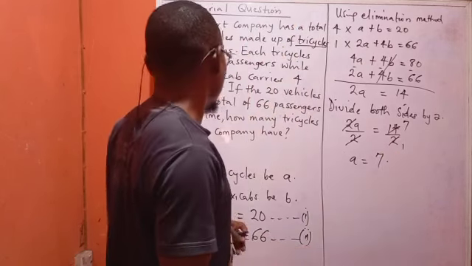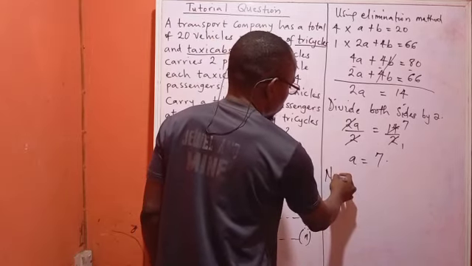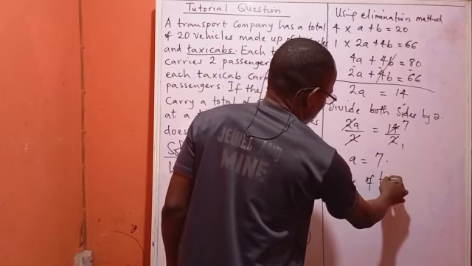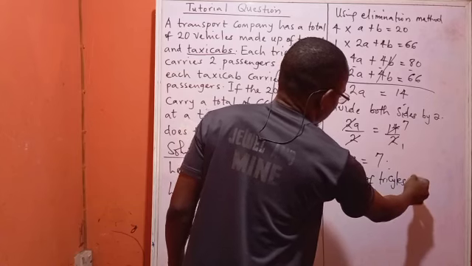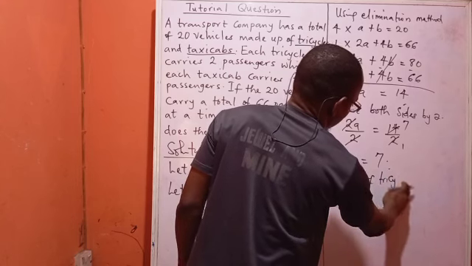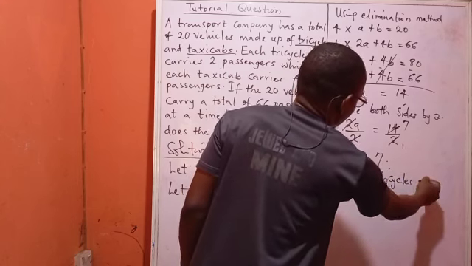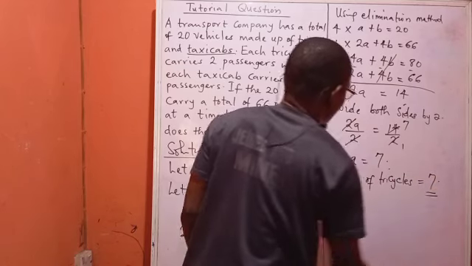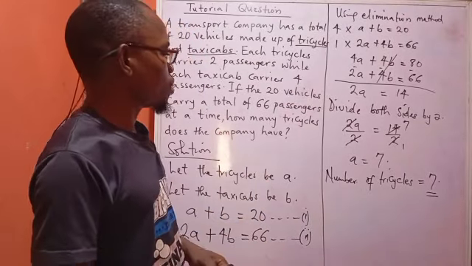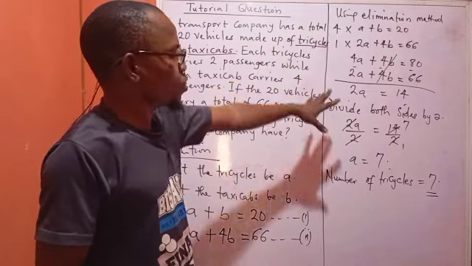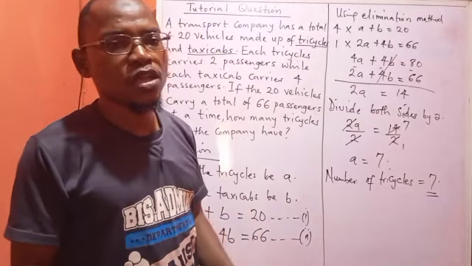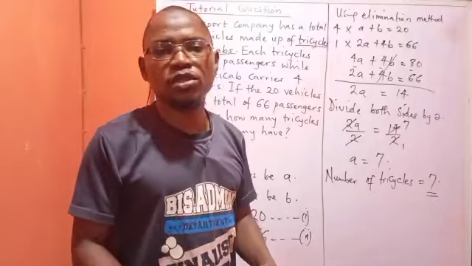So this means the number of tricycles the company has is 7. That's how we get the number of tricycles the company has. So this is how the question is solved. This is a word problem leading to simultaneous equations.